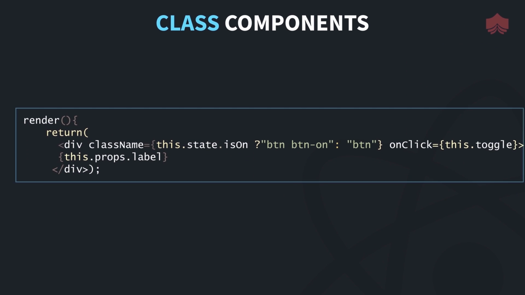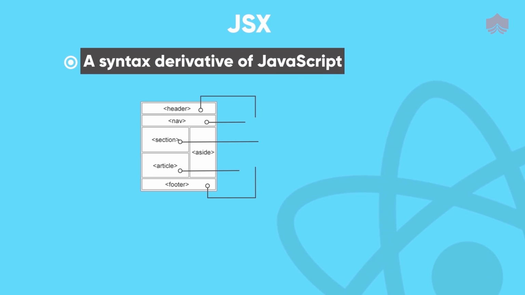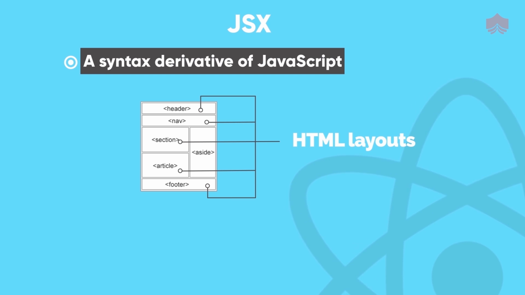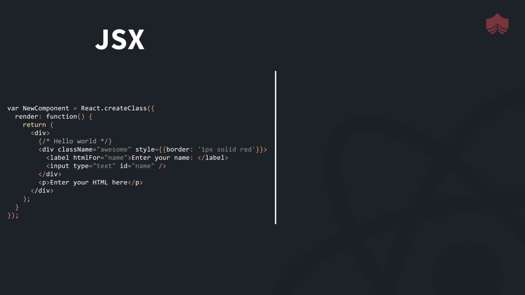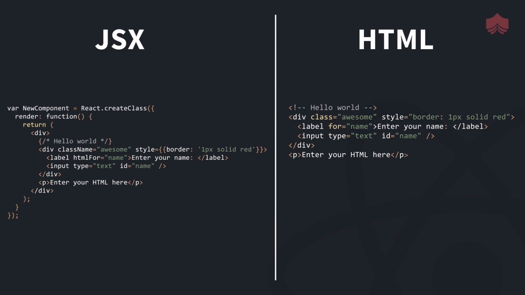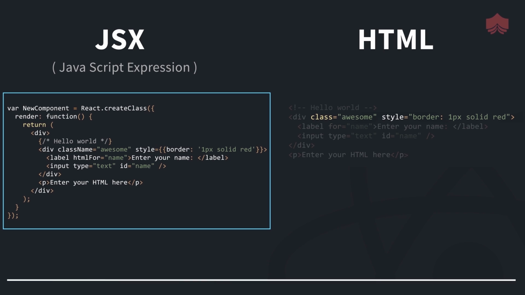Inside the render method, what looks like HTML at first is actually JSX, a syntax derivative of JavaScript allowing you to write HTML-like layouts with the added advantage of using JavaScript expressions directly. For this reason, JSX will feel a bit different when compared to HTML. For instance, notice the className attribute. This is the same as the class attribute in HTML. But notice the value of className expressed in a pair of curly braces. This is a JavaScript expression.